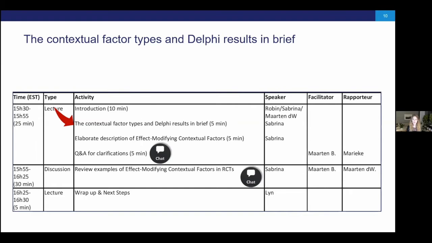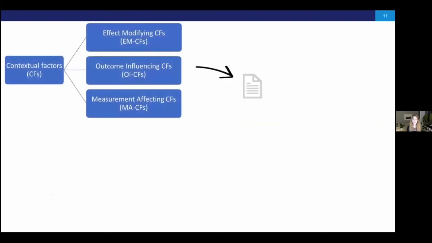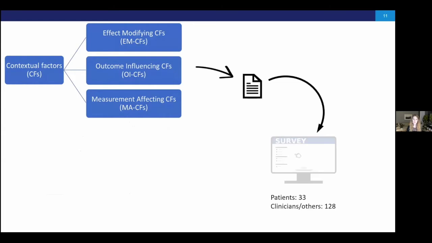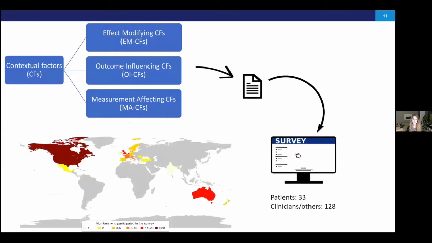So from the interviews, we identified 3 types of contextual factors we found relevant for individual trials and described these in detail. These are named effect modifying contextual factors, outcome influencing contextual factors, and measurement affecting contextual factors. We presented the descriptions in a Delphi survey to patients, clinicians, and other stakeholders from many different countries, especially from Canada and the US, as you can see on the map.